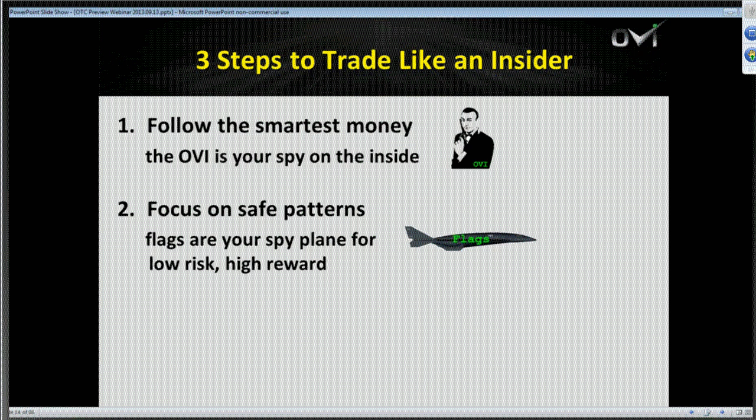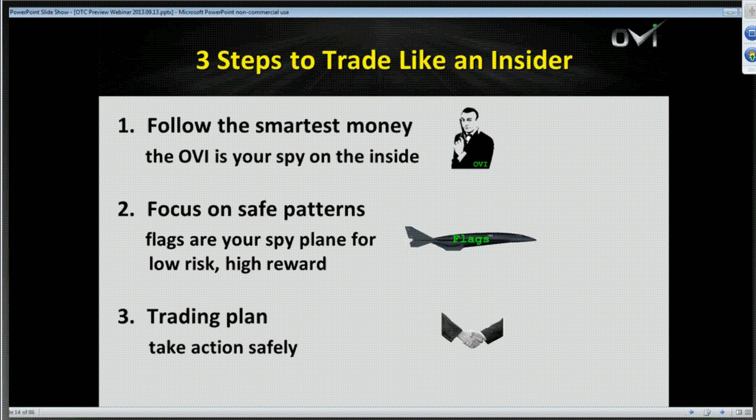There are three steps. First of all, we follow the smartest money. Now, for that, the OVI is an indicator that I have created, and that is looking at options transactions. It's kind of like having a spy on the inside. It's something that's under the radar. Hardly anyone can see this information and decipher anything from it, because there's just too much of it. But we have a way of making it much more simple.